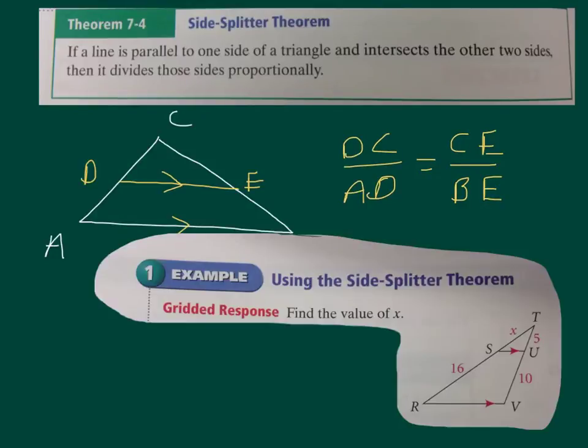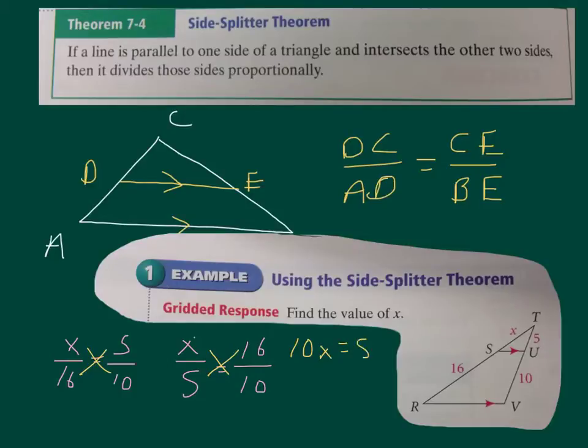So if we look at example 1 to better understand this, hopefully, you're going to say x over 16 is going to equal 5 over 10, or you could say x over 5 is going to equal 16 over 10. Either way you do it, your cross products are going to equal 10x equals 80. Divide both sides by 10, and you get x equals 8.